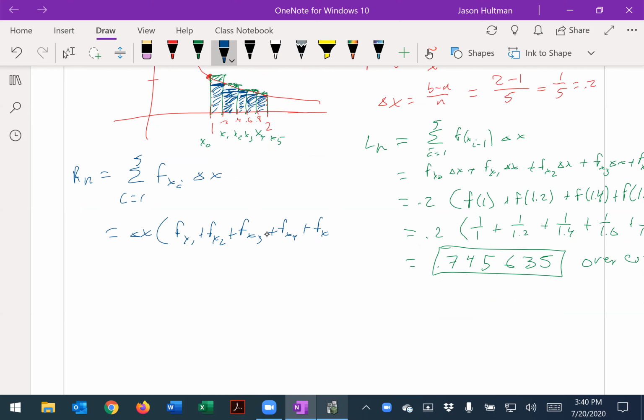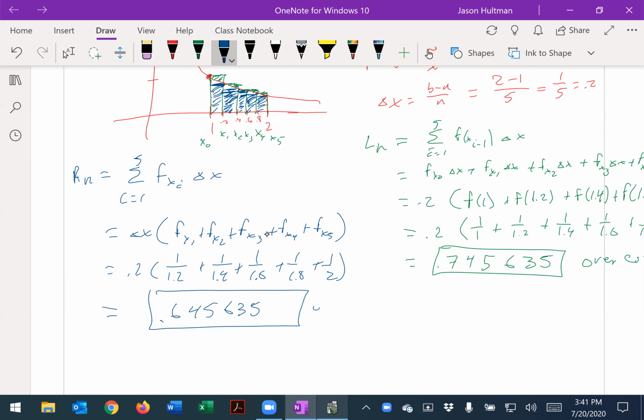So now we're going to do the 0.2, which is the 1/5 for delta x. f of x sub 1 is equal to 1 over 1.2, because I'm going to start with the x sub 1, which is 1.2, and then plus 1 over 1.4 plus 1 over 1.6 plus 1 over 1.8 plus 1 over 2. Put that all into a calculator, and I get an underestimate of 0.645635. That's an underestimate.